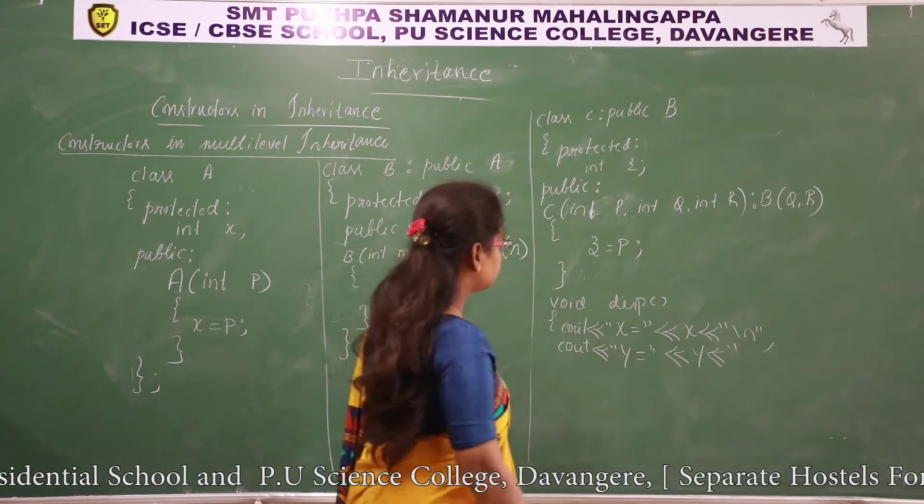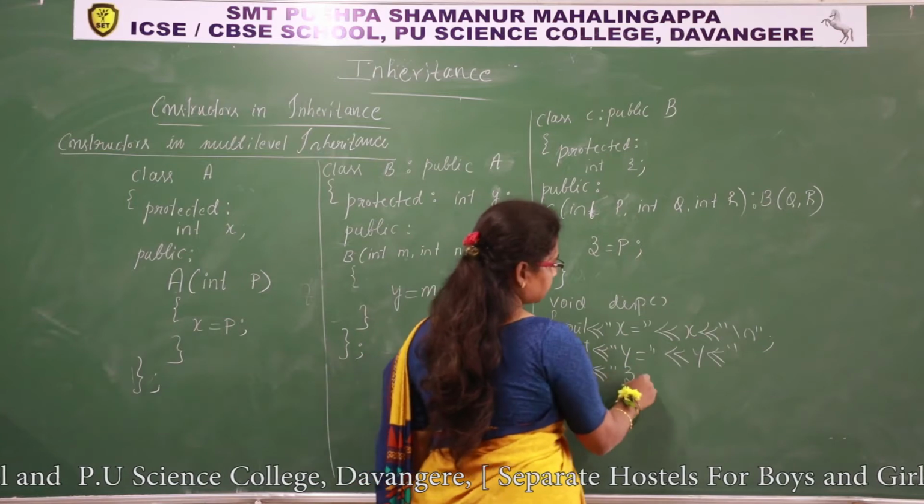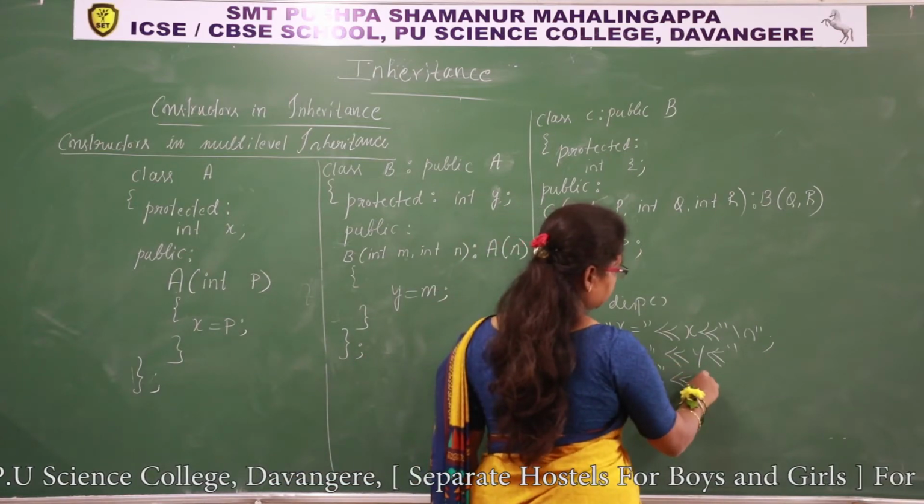Now I display cout insertion Z is equal to Z.